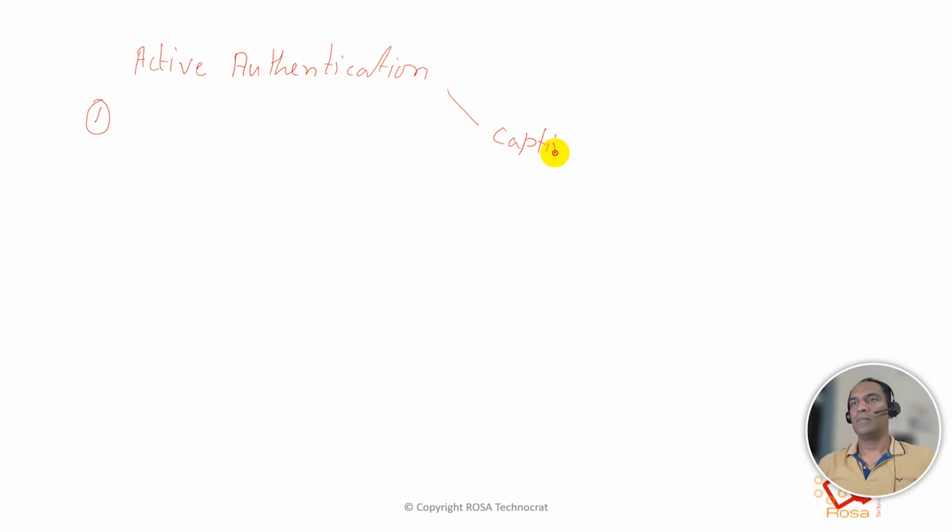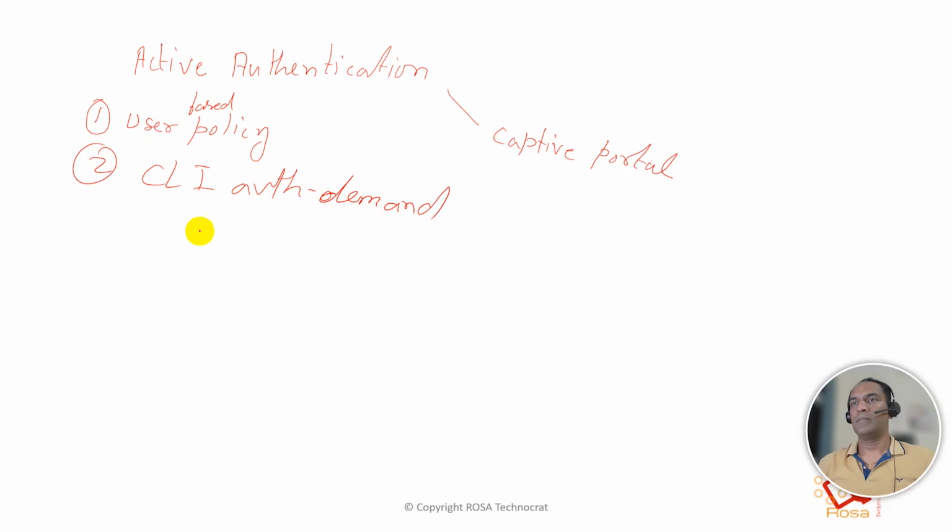Okay, captive portal can be used in 3 ways. One is user, as explained earlier, user-based policy. This is first. Second is CLI auth on demand, right? Auth on demand option. And third is interface captive portal. You remember from the content in the theory, right? Interface captive portal on the ingress. So these are the three options.